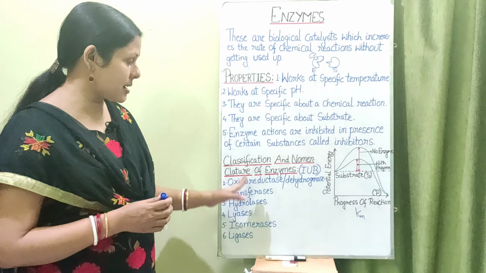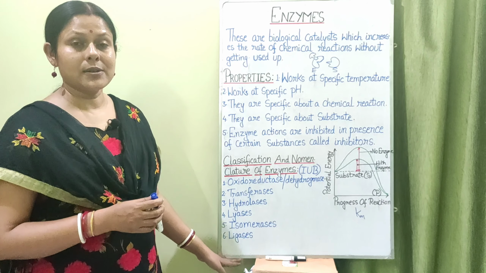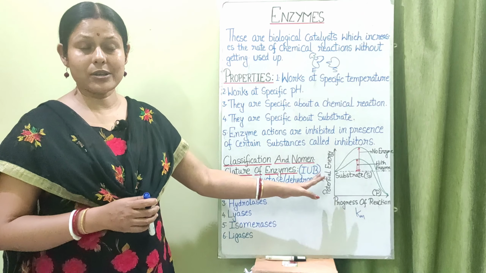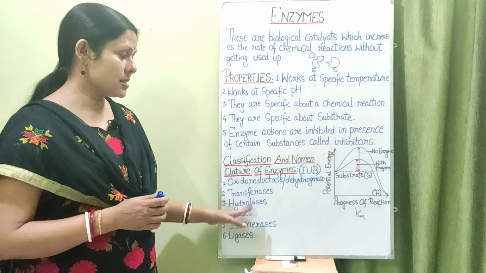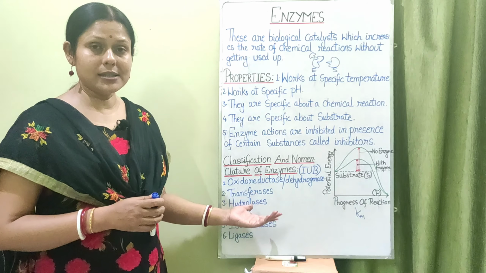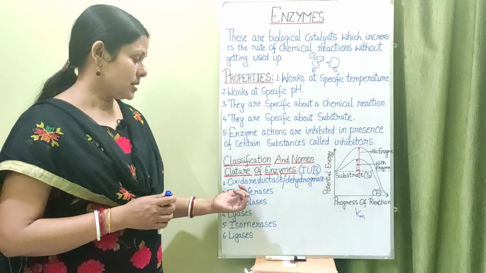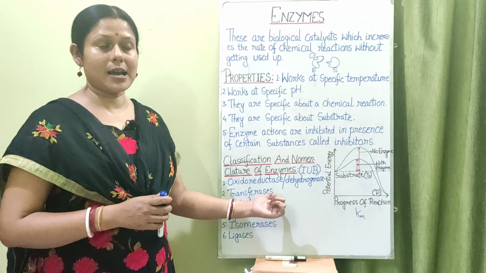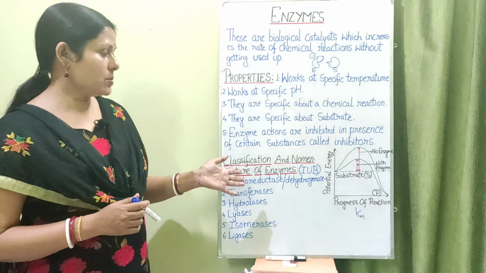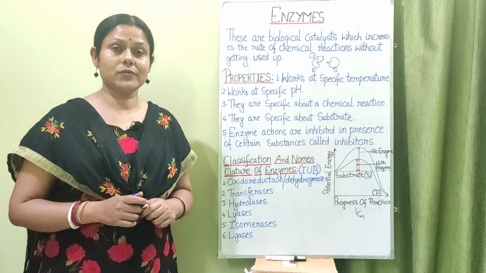So these are the 6 classes of enzymes classified by IUB, the International Union of Biochemists, which we have discussed. Depending upon what kind of reaction they work upon, we can identify what they are associated with. So this is all about enzymes, their properties, and the classification and nomenclature of enzymes.